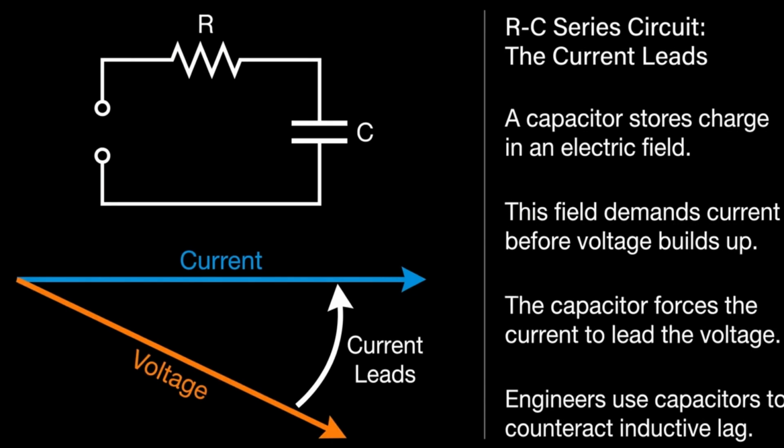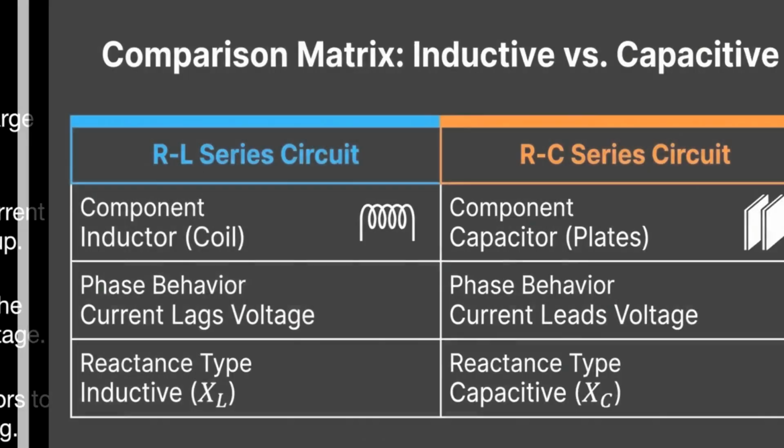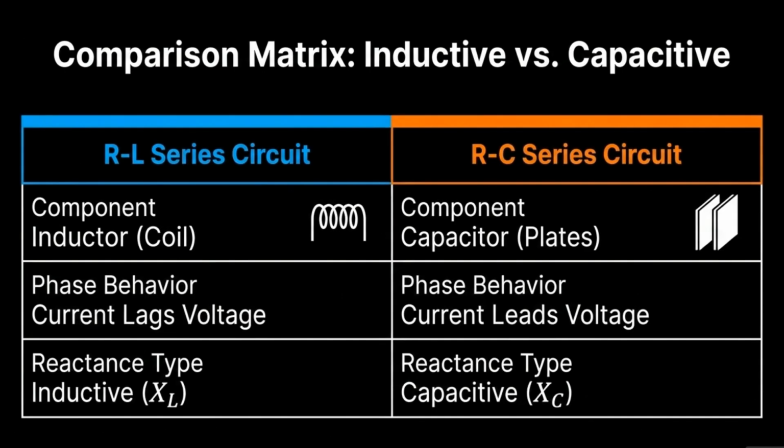Conversely, an RC series circuit uses a capacitor, which stores charge in an electric field. This forces the current to lead the voltage, and engineers often use this effect to counteract inductive lag. This matrix compares the two. RL circuits use inductors and cause the current to lag, while RC circuits use capacitors and cause the current to lead.